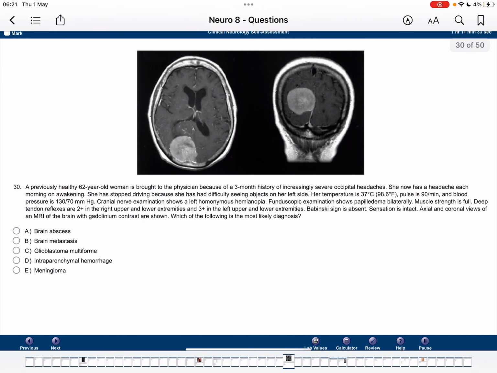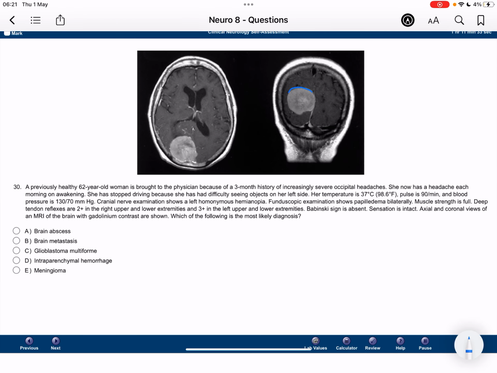We'll see the next question. This is an image based question. Whenever I see an image, the image has a nice, neat, well circumscribed border. Keeping that in mind, I will first rule out glioblastoma multiforme. Which of the following is the most likely diagnosis?